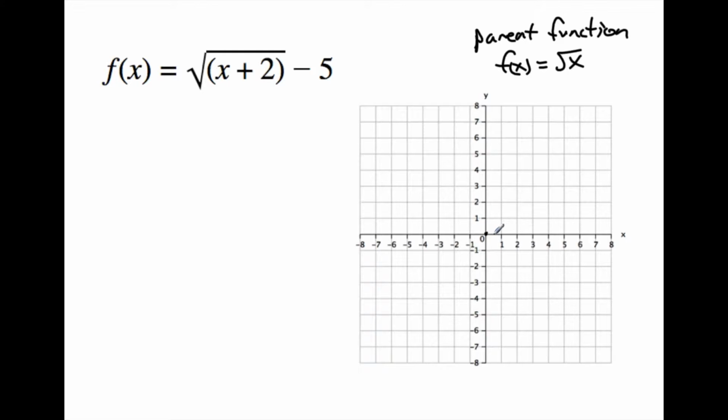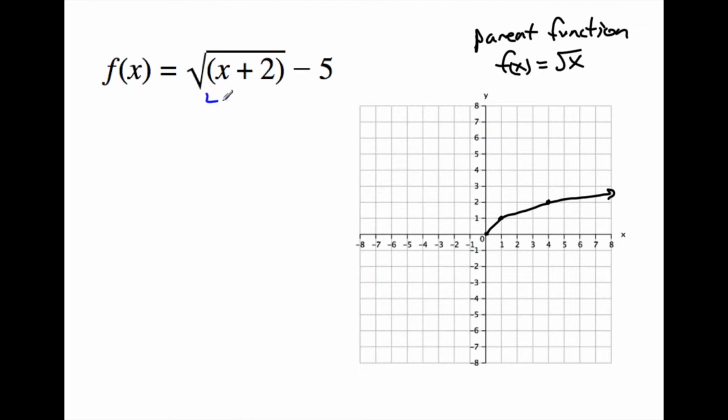My first point, I go right 1, up 1. Next point, I go right 4, up 2, because I know if I plug in 4, the square root of 4 is 2. And then I start to connect those dots. So with that in mind, now let's look at our new function.